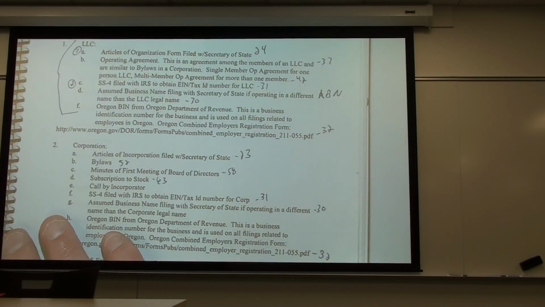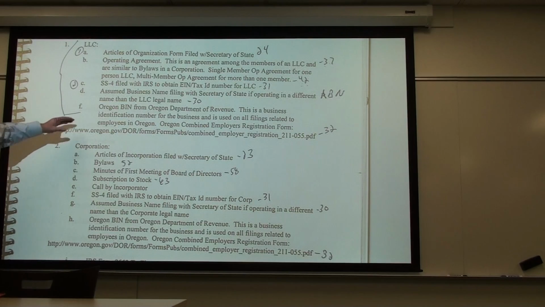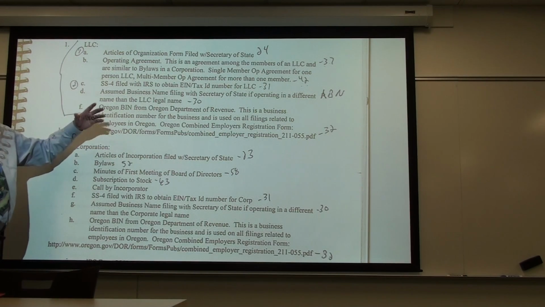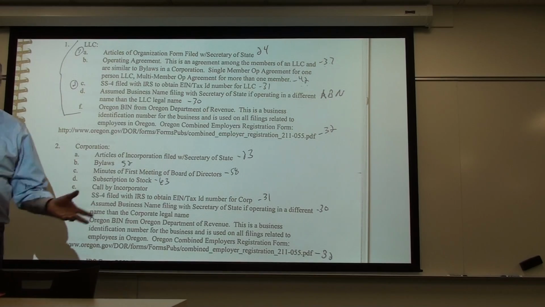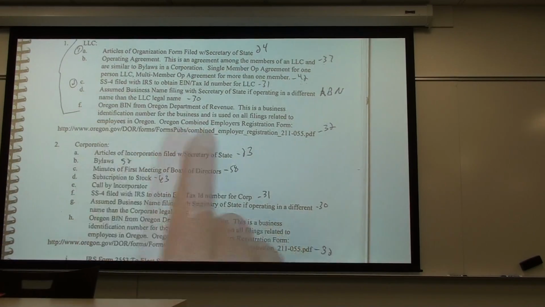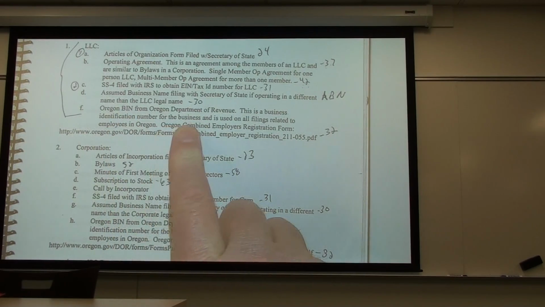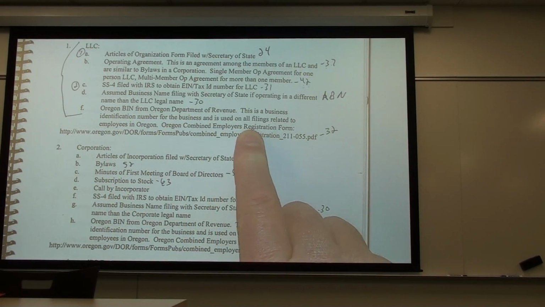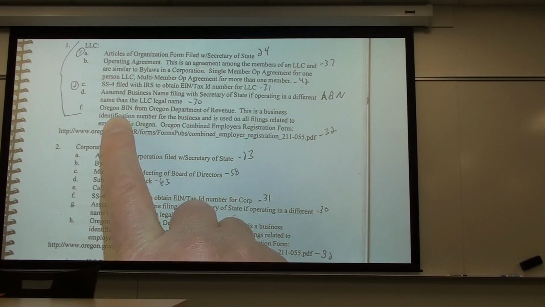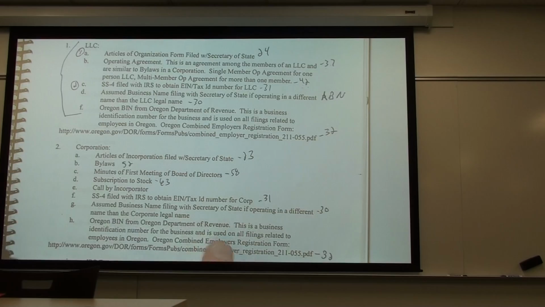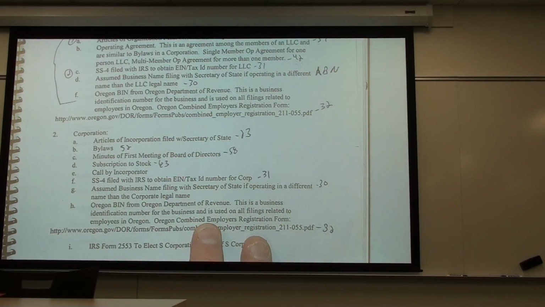So let's talk about this next form here. Did I talk about the Oregon ID number yet in this class? I apologize. Sometimes I forget what I've talked about from one term to the next. Let's talk about that. So page 32. This is the Oregon Combined Employers Registration Form to get an Oregon Business Identification Number, an Oregon BIN. And this would be true for both a corporation and an LLC.